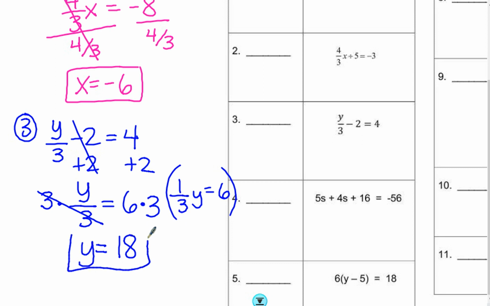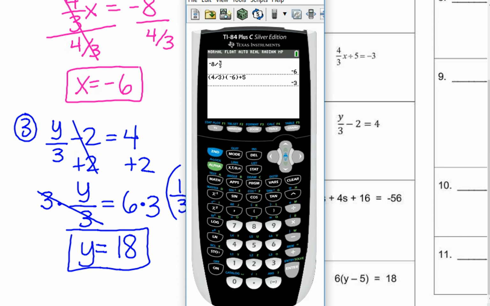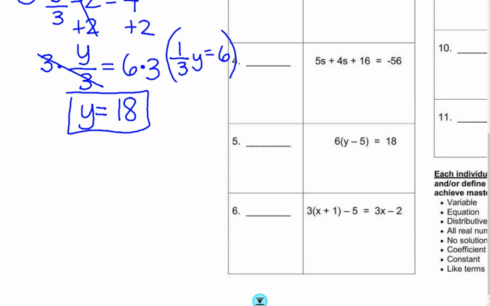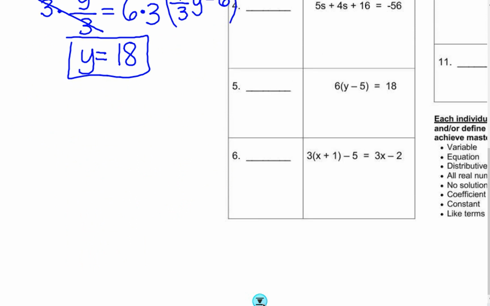Again, we want to get in a healthy habit of making sure that we're taking our answers and plugging them back in. So I'm replacing y with 18 divided by 3, minus 2, and I want to make sure it equals 4, in which case it does. Again, this tells me I solved my problem correctly. So we're going to slide down here and check out what's happening here on number 6.